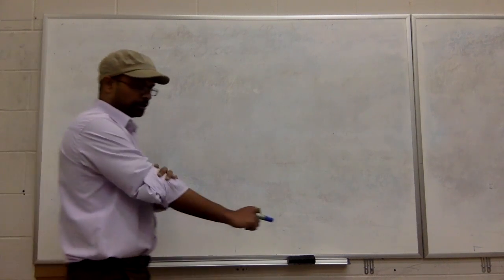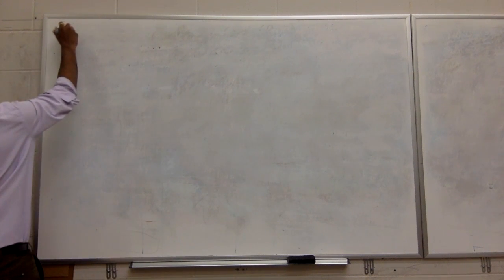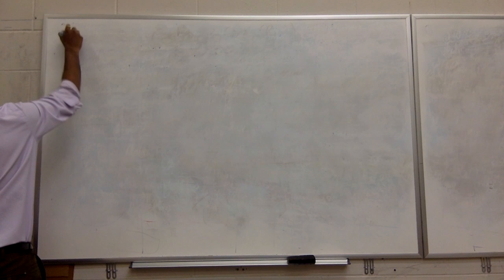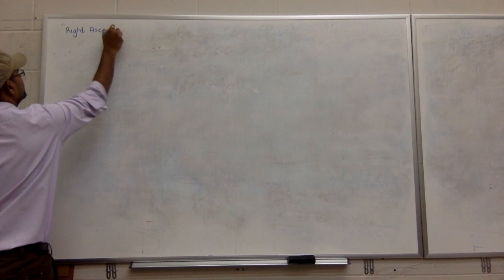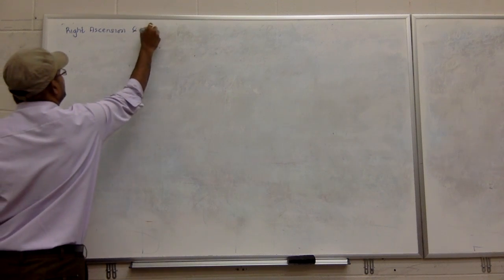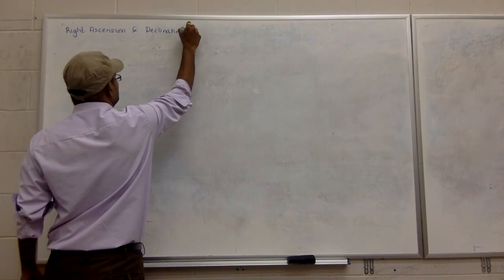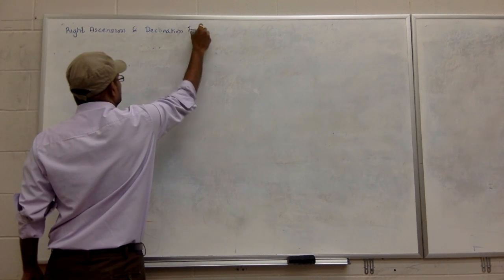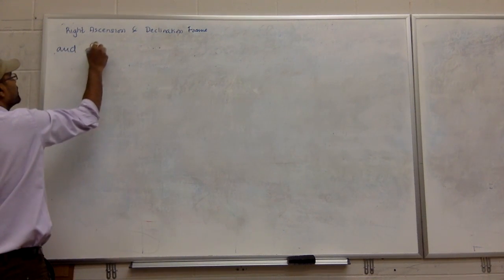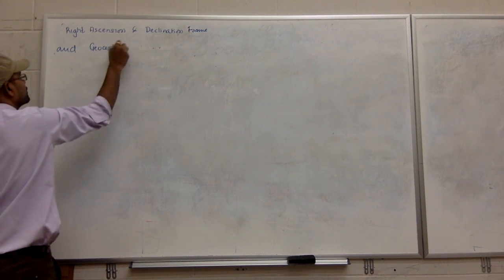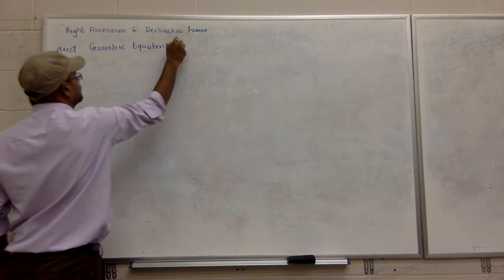So we looked at, last class, we looked at the right ascension and declination frame, and the geocentric equatorial frame. Okay.